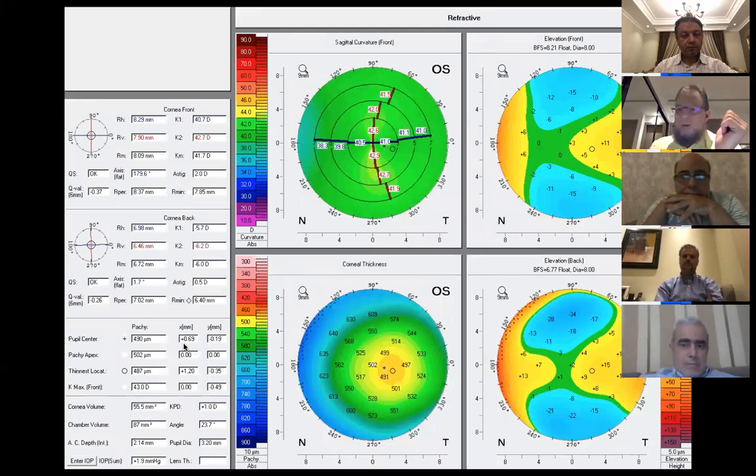Now, how do you treat this patient? This is the first question. Laser-based or lens-based?